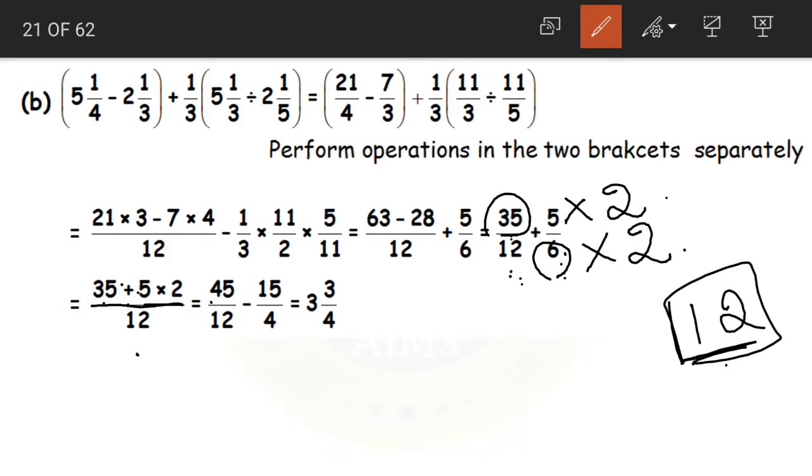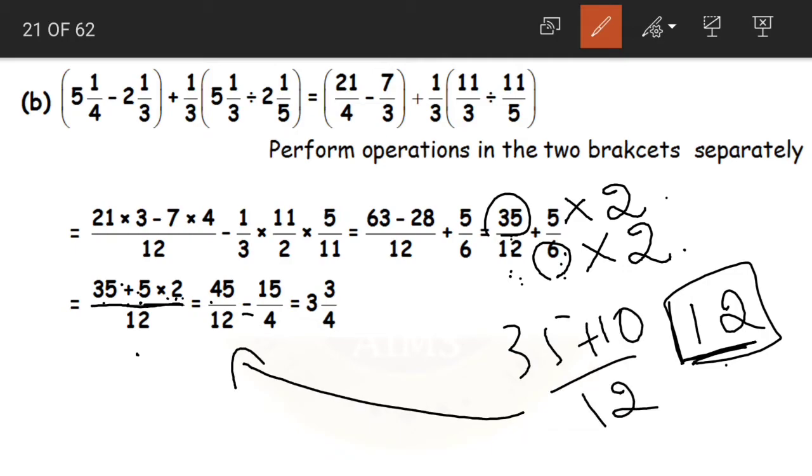Now 35 plus 5 2s, which becomes what? 5 2s are 10. 35 plus 10 by 12. Now 35 plus 10 by 12 equals what? 45 by 12. Yes, 45 by 12. Now if we look at both the numbers here, 45 and 12, they have some common factors. We know that 3 4s are 12 and 3 15s are 45.